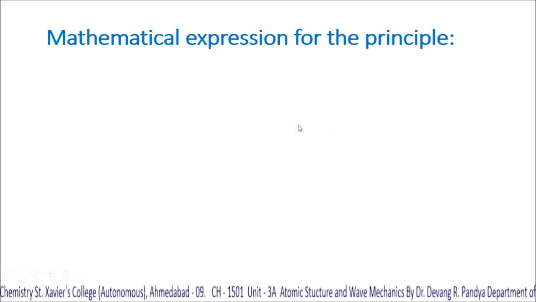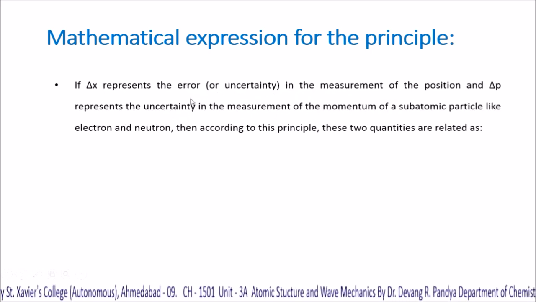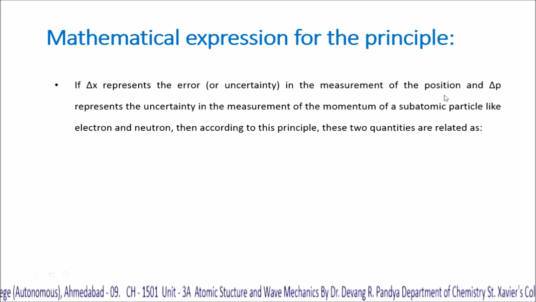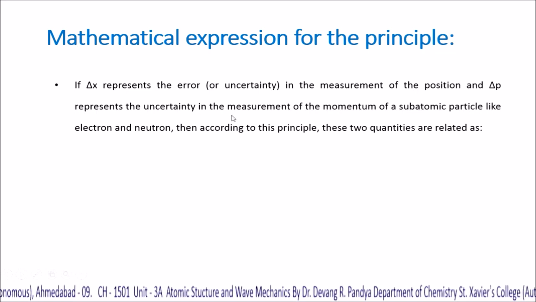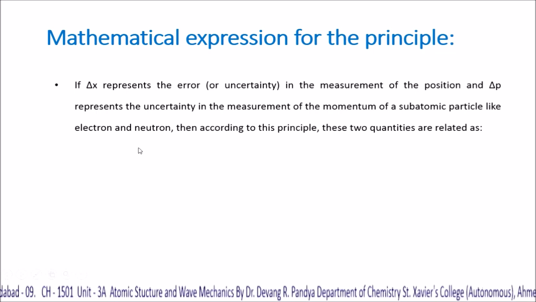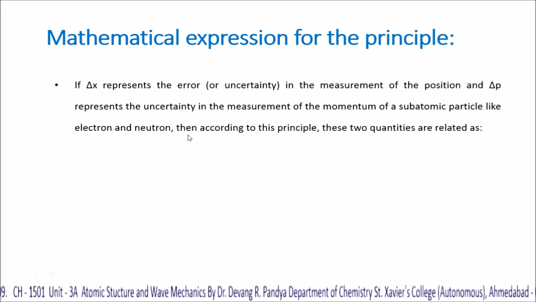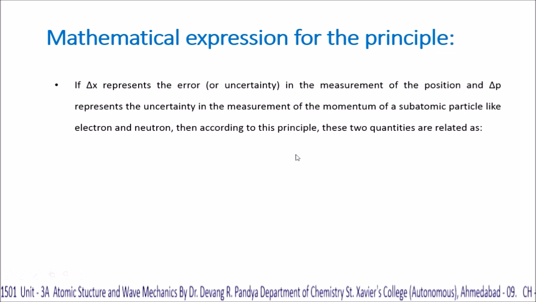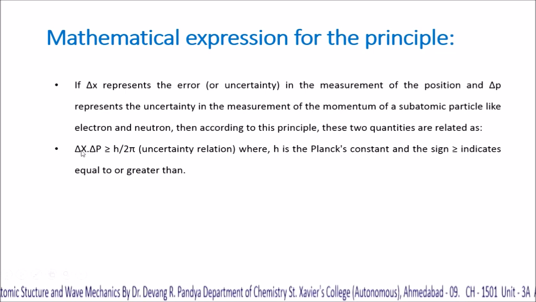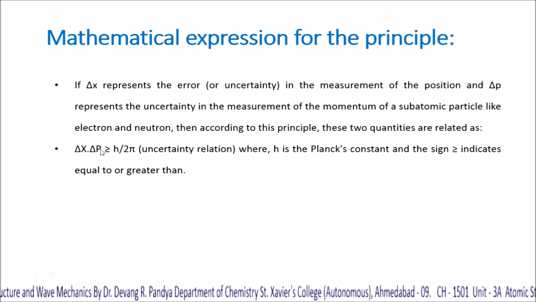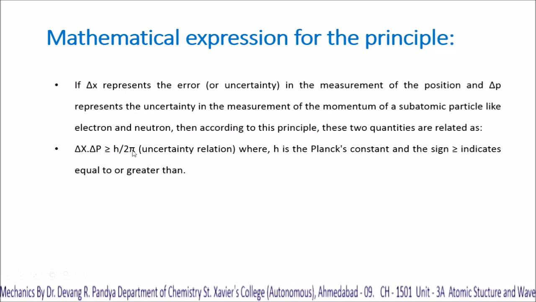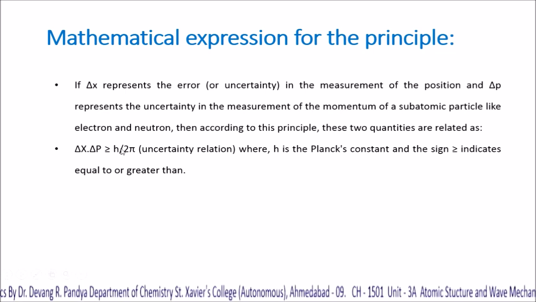Mathematical expression for the principle. If delta x represents the error or uncertainty in the measurement of the position and delta p represents the uncertainty in the measurement of the momentum of a subatomic particle like an electron, proton, neutron, or hydrogen atom, then according to this principle, these two quantities are related as delta x into delta p, uncertainty in position and uncertainty in momentum, is greater than or equal to h upon 2 pi. Now in certain cases you may find h upon 4 pi. In certain references it would be written as h upon 2 pi.